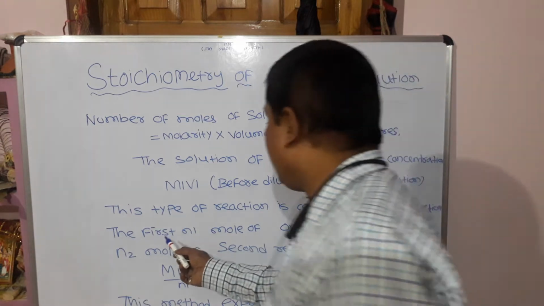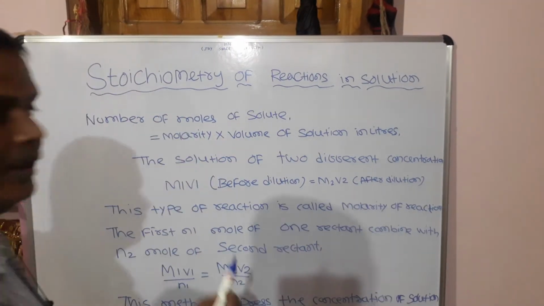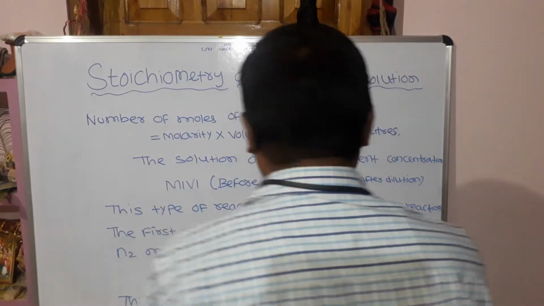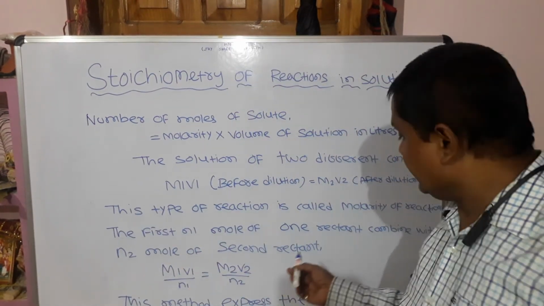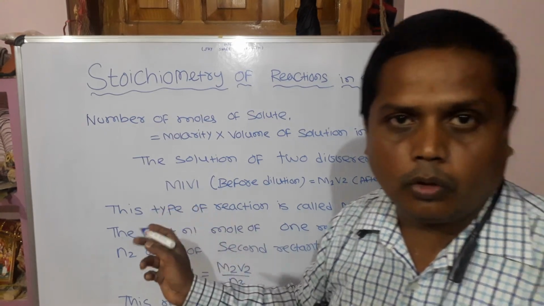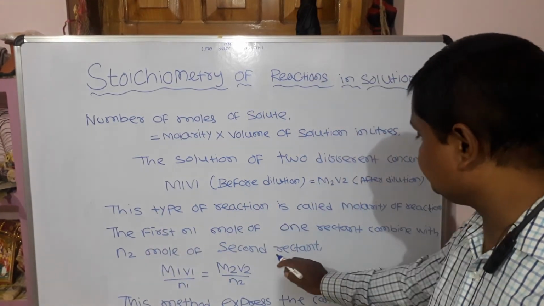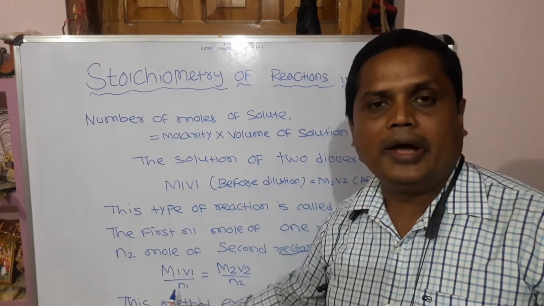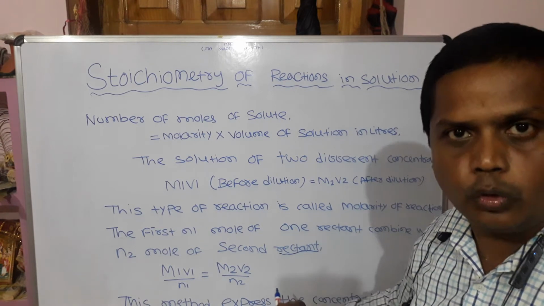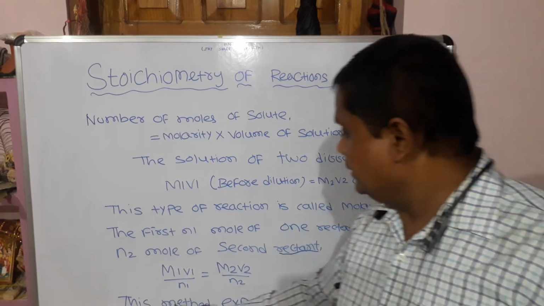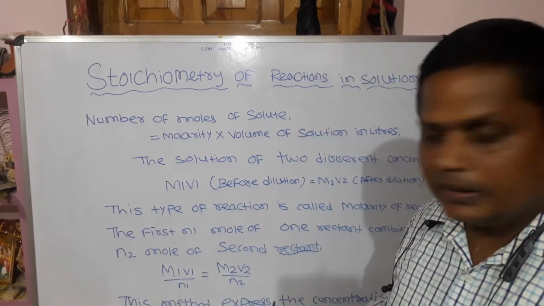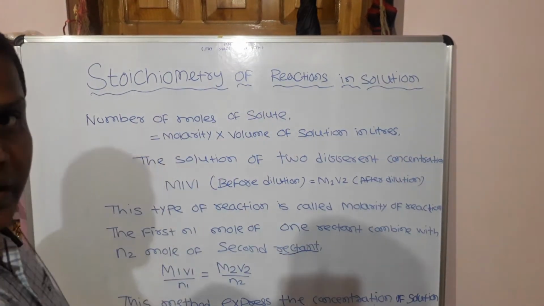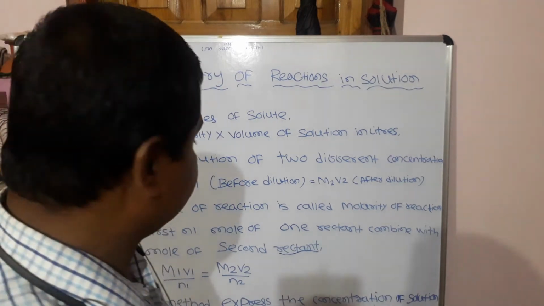The first, N1 moles of one reactant, combine with N2 moles of the second reactant. So M1 V1 by N1 equals M2 V2 by N2. This method expresses the concentration of solutions.